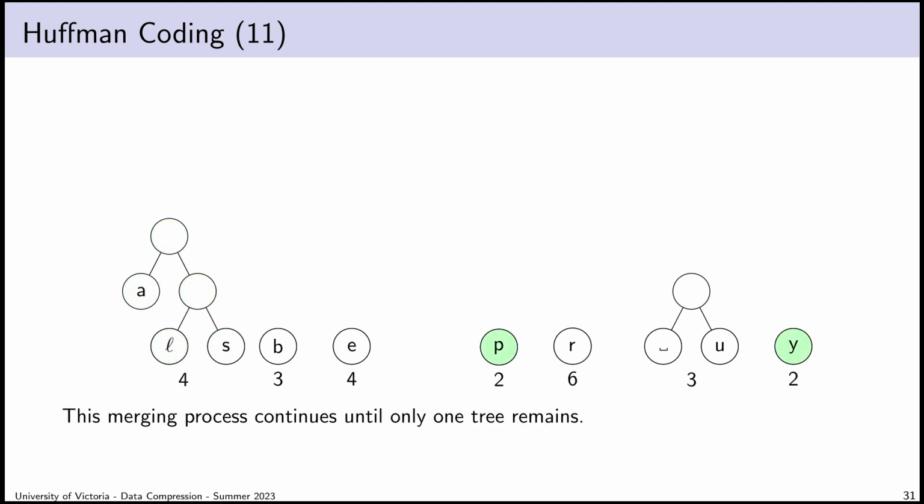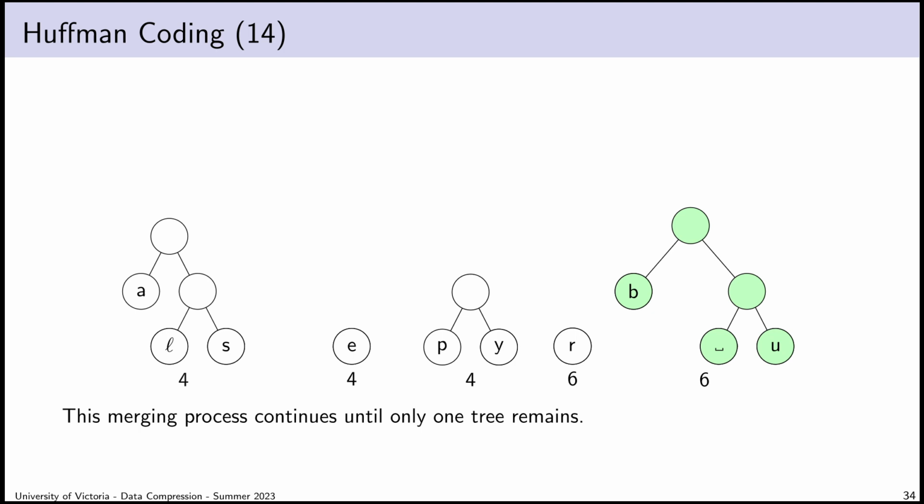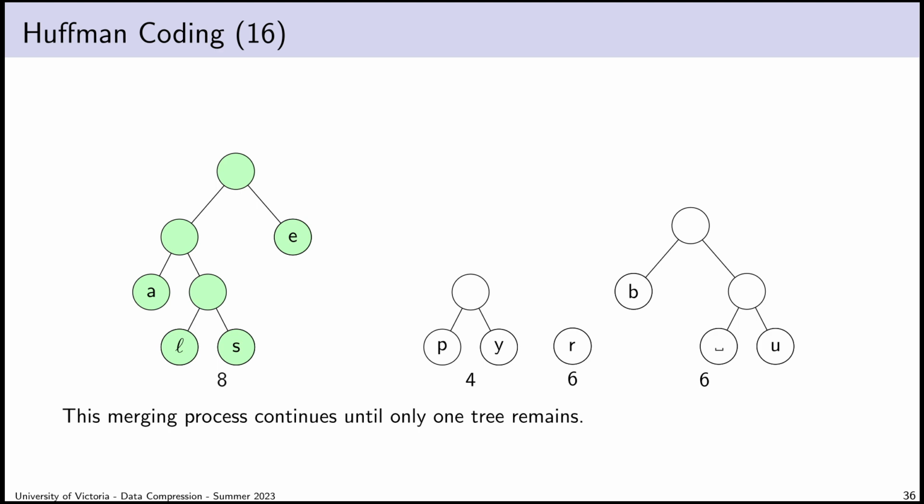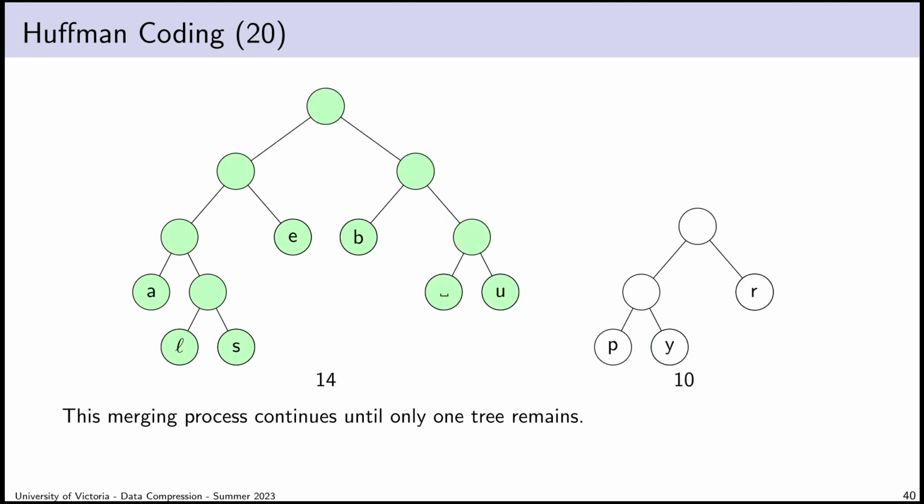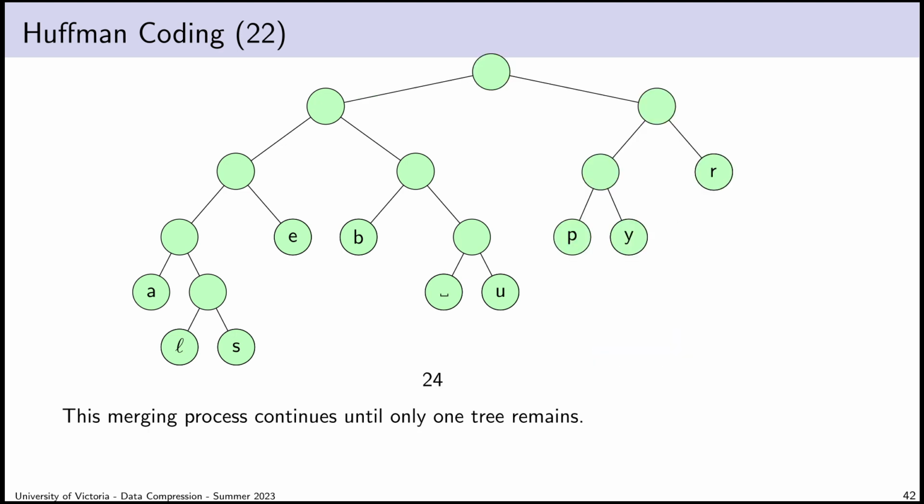Okay, so we'll do a few more steps here. So we pick these 2 with frequency 2, merge them together. Now we pick 2 with frequency 3 and merge them together. Now the minimum is 4, so we pick 2 trees with frequency 4. We can choose anything we want, but in this case, we'll choose these 2, merge them together. Now we choose a 4 and a 6, and then the 6 and the 8, and then the 14 and the 10, and then we are done. Now we've got only 1 tree left, and so we are done. No more merges are possible.